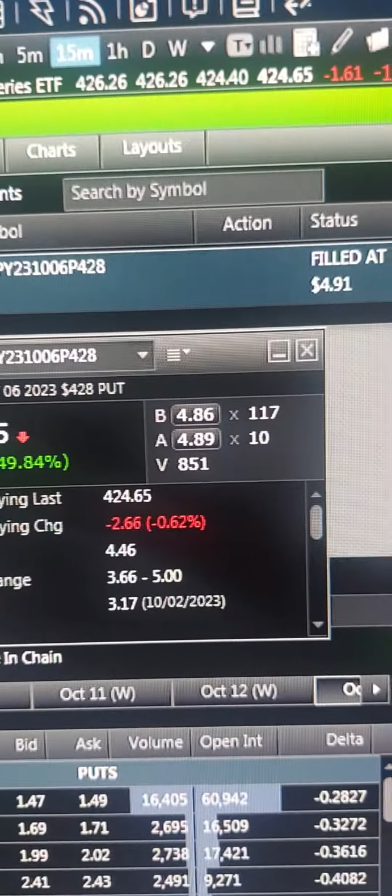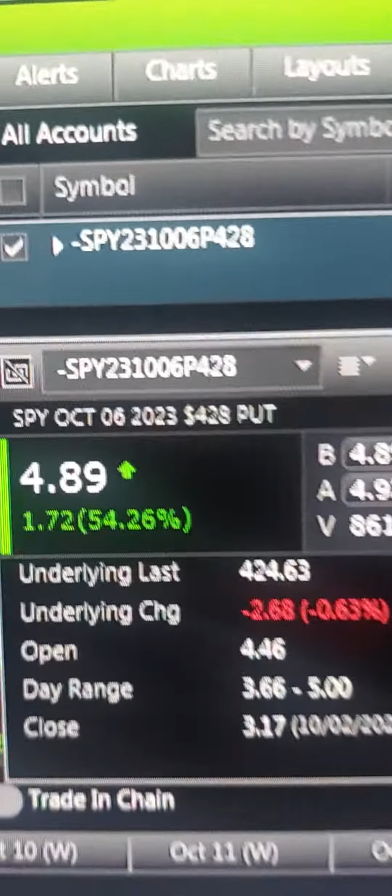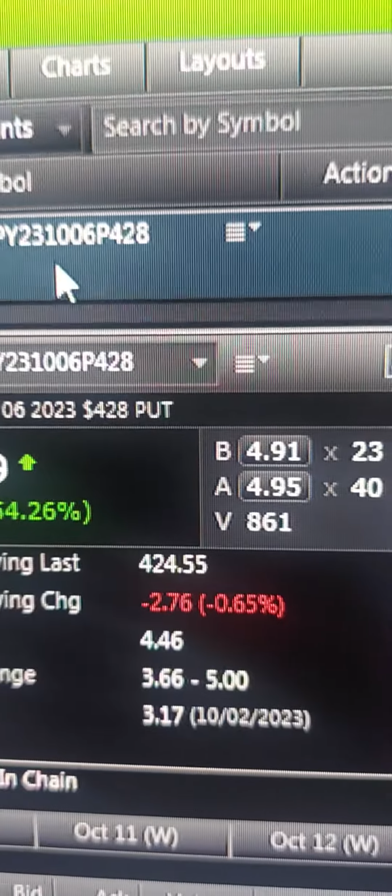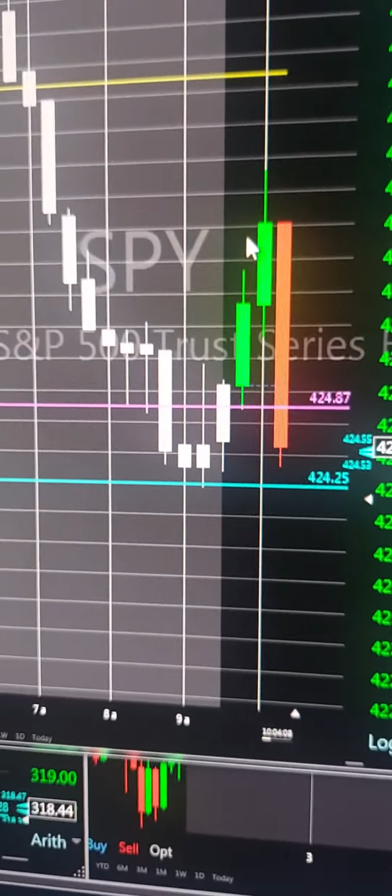All right, it's Tuesday, October 3rd. I'm buying some SPY 428 puts here at 491. This is on bar number 3, the big red bar down.